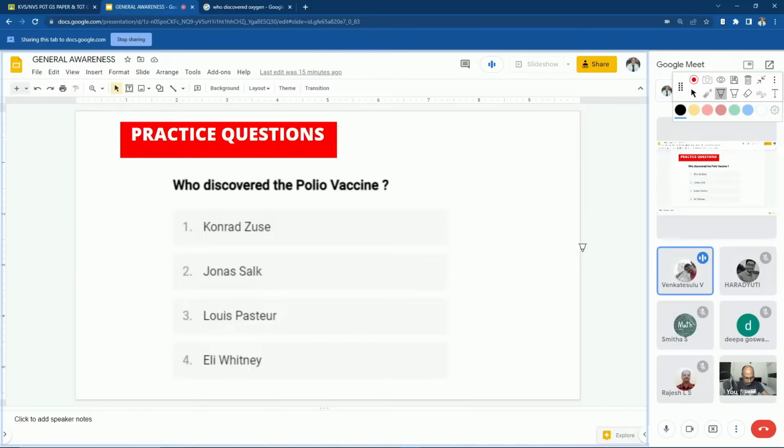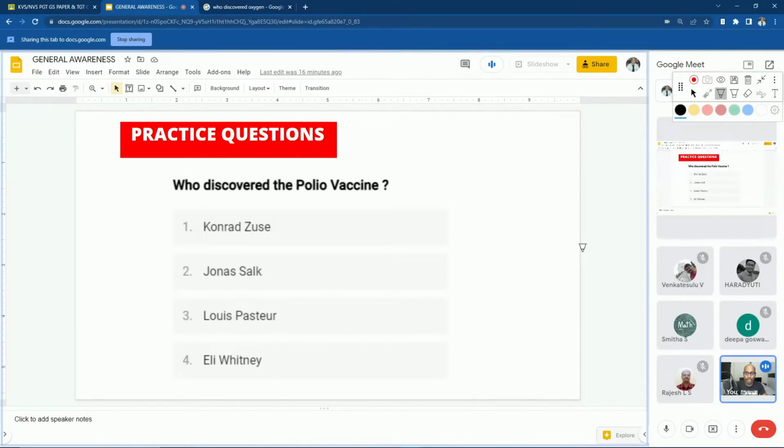Who discovered the polio vaccine? Conrad Zuse, Jonas Salk, Louis Pasteur, Eli Whitney. Louis Pasteur. Check once again, everybody. You can use Google also. Who discovered the polio vaccine? Jonas Salk or Louis Pasteur? Jonas Salk is correct, sir.